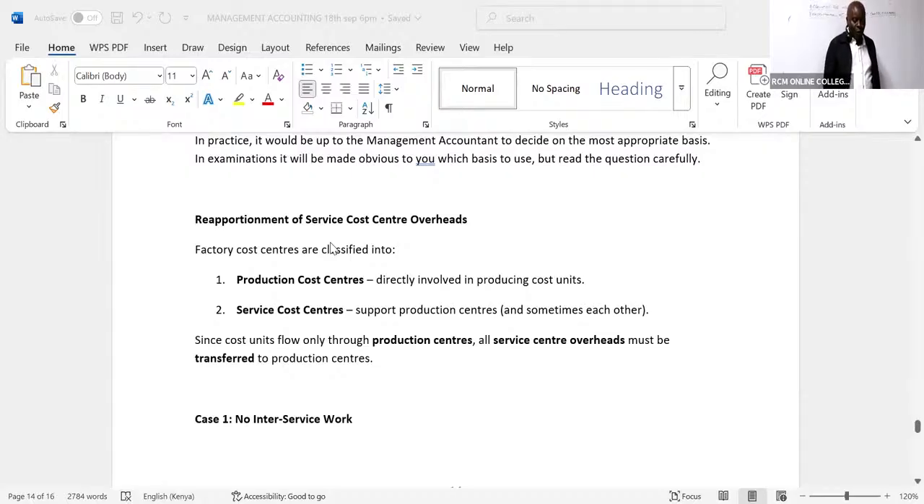Then number two, service cost centers. They support production centers, and sometimes each other.